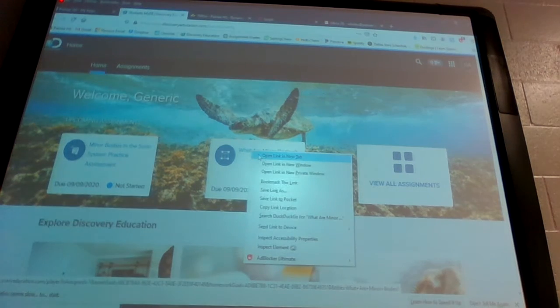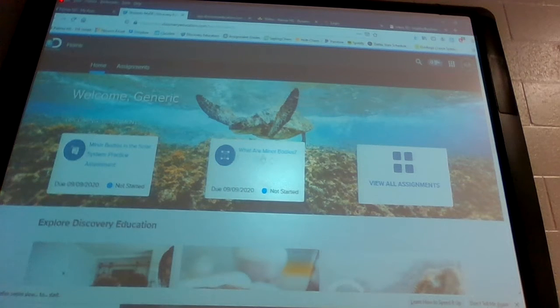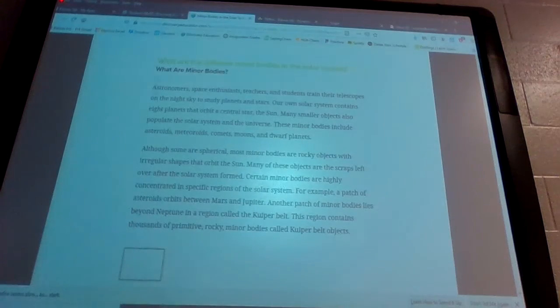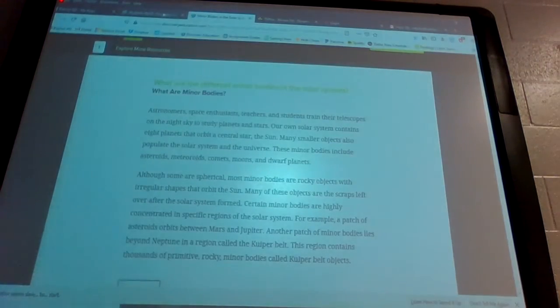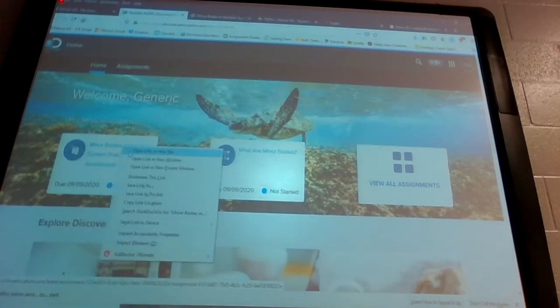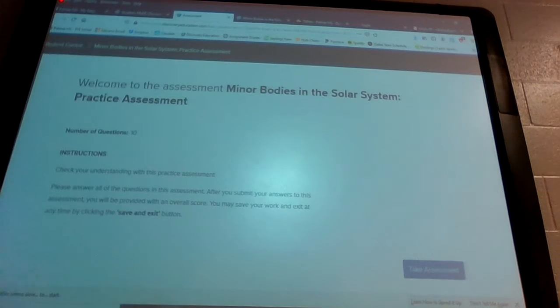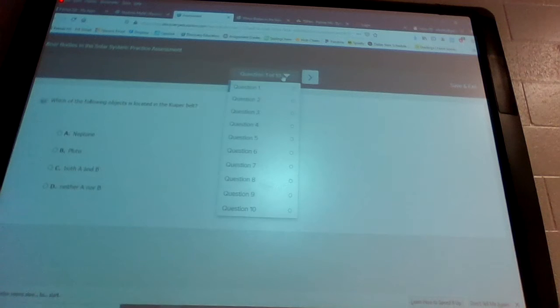Open up a new tab with the reading. It says minor body in the solar system, and it has a letter next to it, so you know it's the reading. That takes you directly to the page. There's only one page of reading, which isn't too bad. Let's take a look at the assignment so we can see what kind of questions they're going to ask us in the assessment. There's only 10 questions. We've got to look at them one by one.